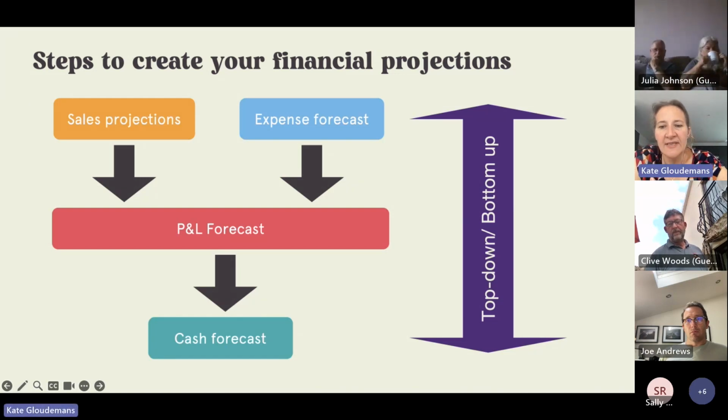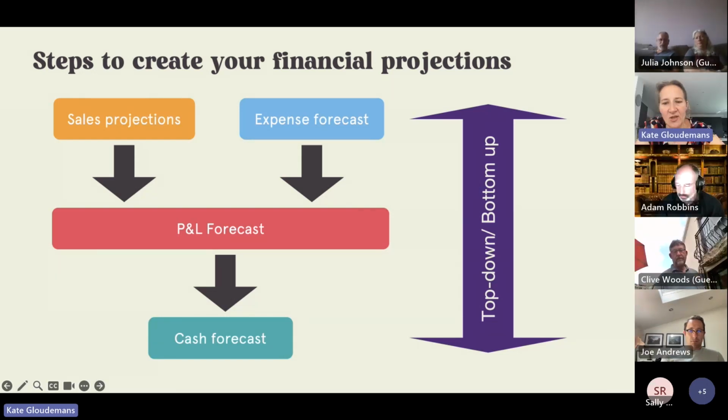Okay, so businesses that are trading are able to start with historic financial information for their financial projections. But if you're a startup, you don't really have this information to hand. So assuming that no one's got any information, the best place you can start is research.